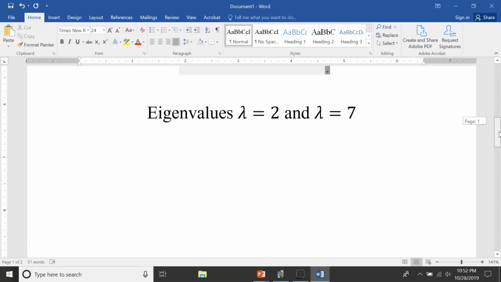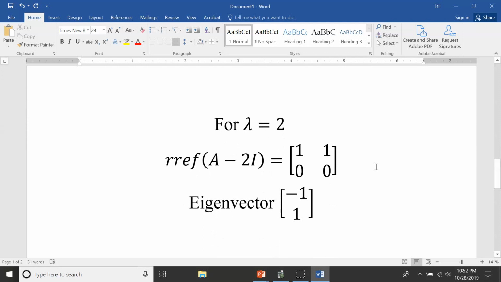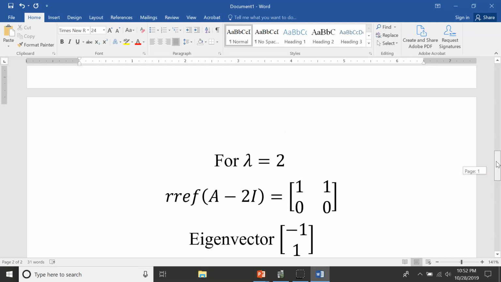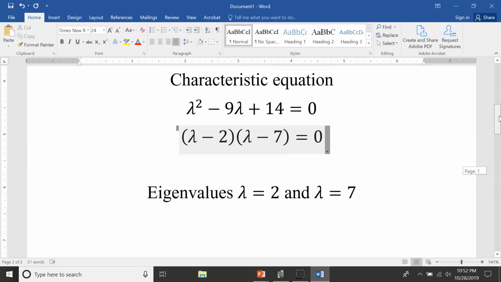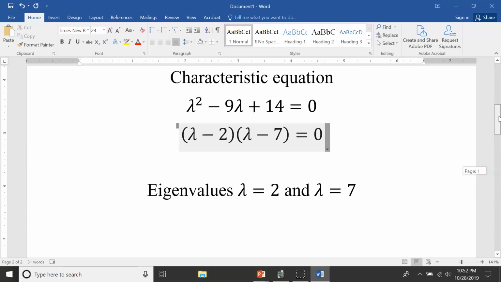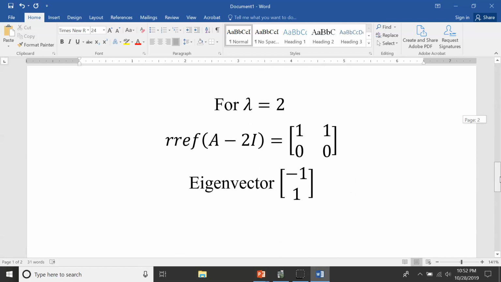Once you've gotten those eigenvalues, then for each one of these eigenvalues, we can create an eigenvector. In fact, we could get more than one eigenvector. We can get infinitely many, but only one in a basis for the eigenspace. By the way, notice that each one of these, 2 and 7, had multiplicity 1. All right. So 2 has multiplicity 1.